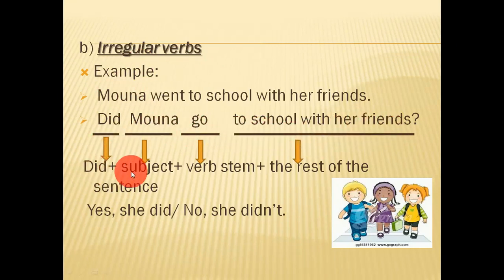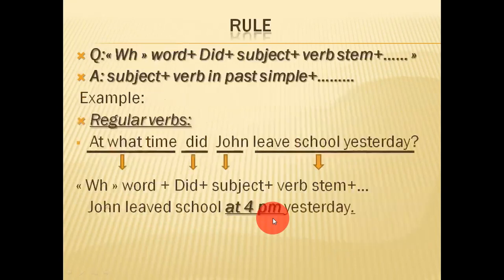So did plus the subject plus verb stem. Did you see how the verb goes back to verb stem? It was went and it returned to verb stem in the question, plus the rest of the sentence plus a question mark, of course. Yes she did, or no she did not. So yes, and the subject Muna is replaced by she, plus did. No she did not.